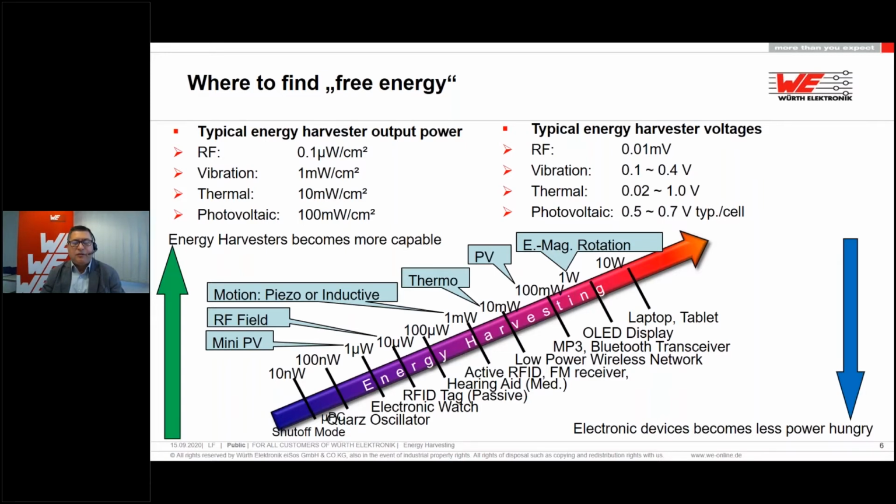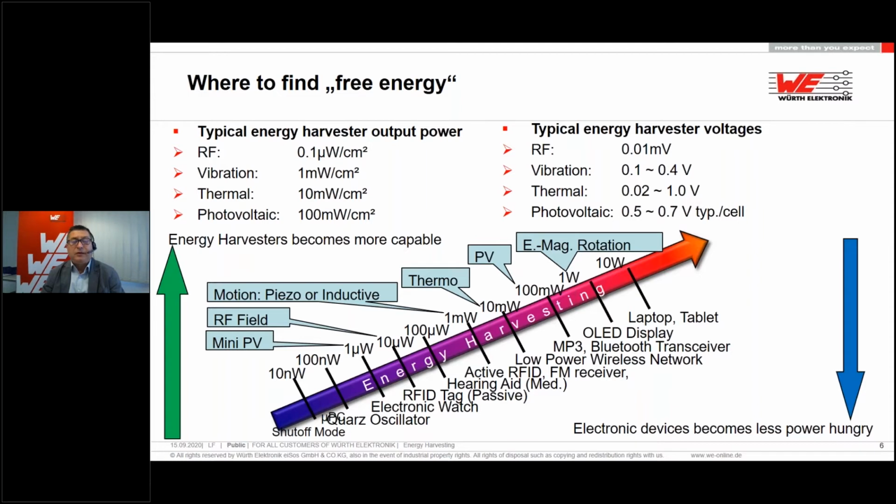And photovoltaic solar cells for indoor, outdoor, or even hybrid ones. There are a lot of different standards already on the market. Interesting is that harvesters are getting more and more capable to produce electricity, to transfer this non-electrical form into electrical form, and computer chips are getting less power consumption.